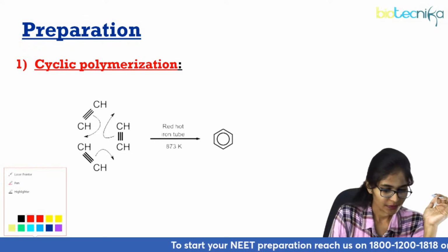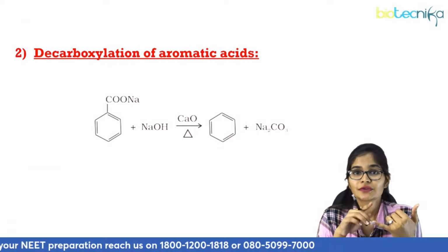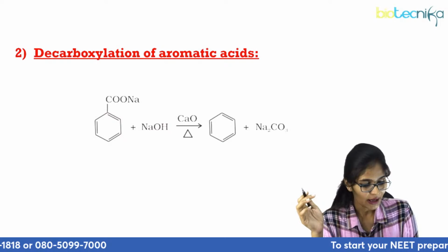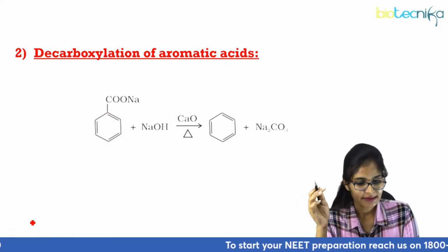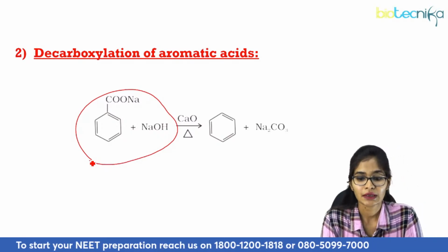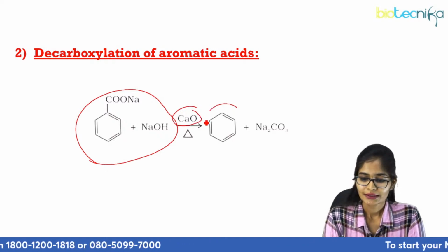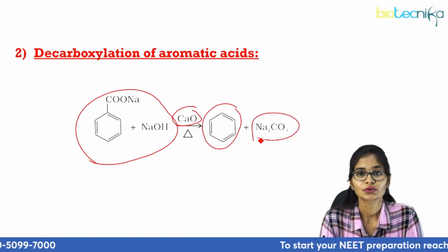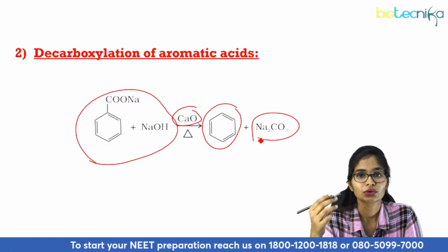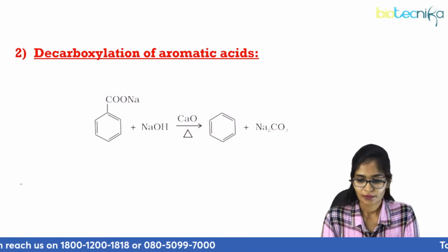Now coming to the next preparation method: decarboxylation of aromatic acids. We know that carboxylic acids can undergo decarboxylation easily, right? So when you take the sodium salt of benzoic acid and treat it with sodium hydroxide, which is a base, upon heating in the presence of calcium oxide, you get benzene along with the side product Na2CO3, sodium carbonate. This is another method you can follow to prepare benzene.